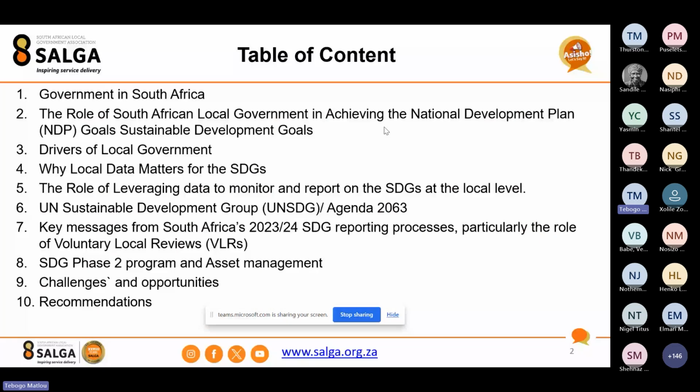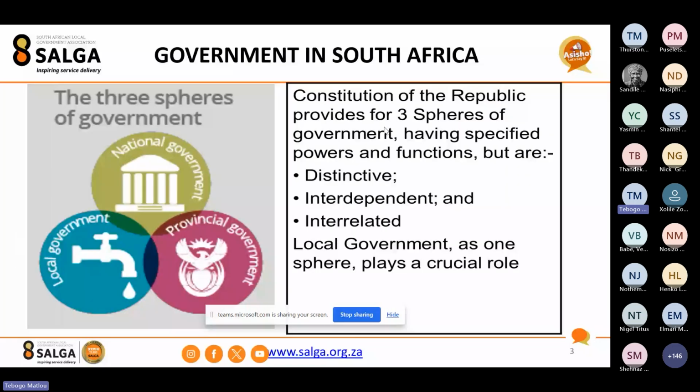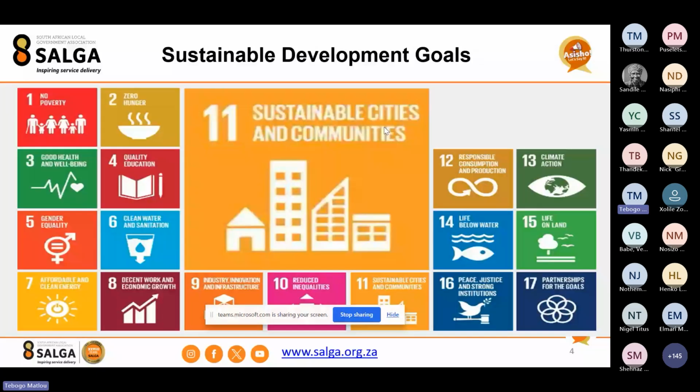so I'm not going to touch this, but as government in South Africa, we need to work together. So I start with this slide because of the three spheres of government: local government, national government, provincial government. But within, there are people. And those people might be business, might be civil society organizations, youth, and persons with disabilities. So the SDGs, there are 17, but you see the middle one is sustainable cities and communities. It's precisely because everything happens at local government.